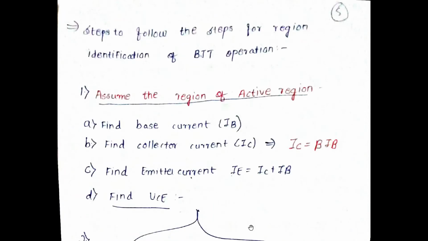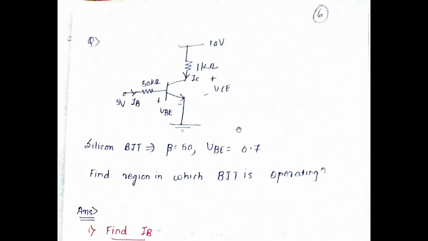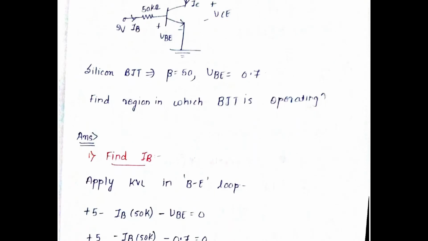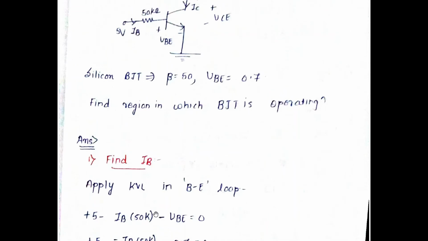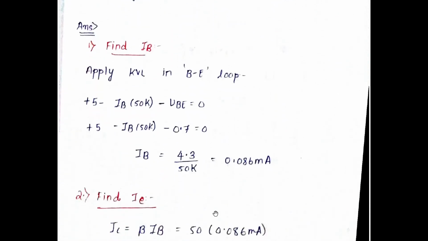As I told you, first try to find out the value of IB. So how do you want to find out the value of IB? Apply KVL in the base to emitter loop. We have plus 5 volts minus IB into 50k, since IB is flowing through 50k, minus VBE equal to 0. Therefore IB is equal to 4.3 upon 50k, which is equal to 0.086 milliampere, or you can say 86 microamperes.